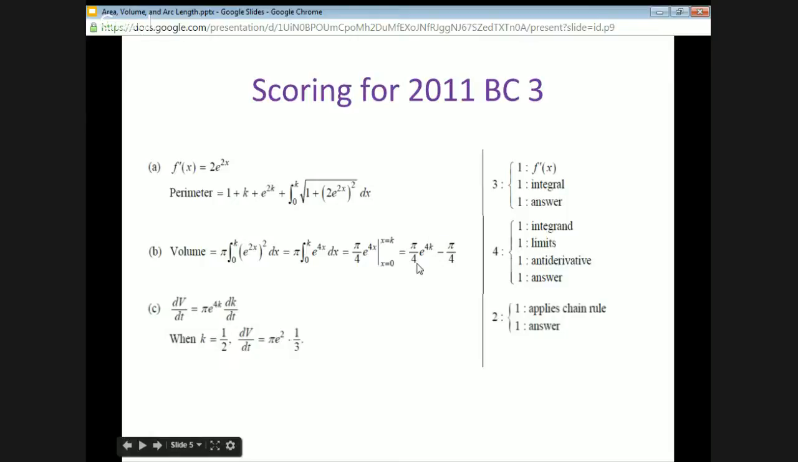Now, notice I left pi over 4 outside the function. I didn't multiply through. That's okay. Multiplication, distributive property, it's the same thing.